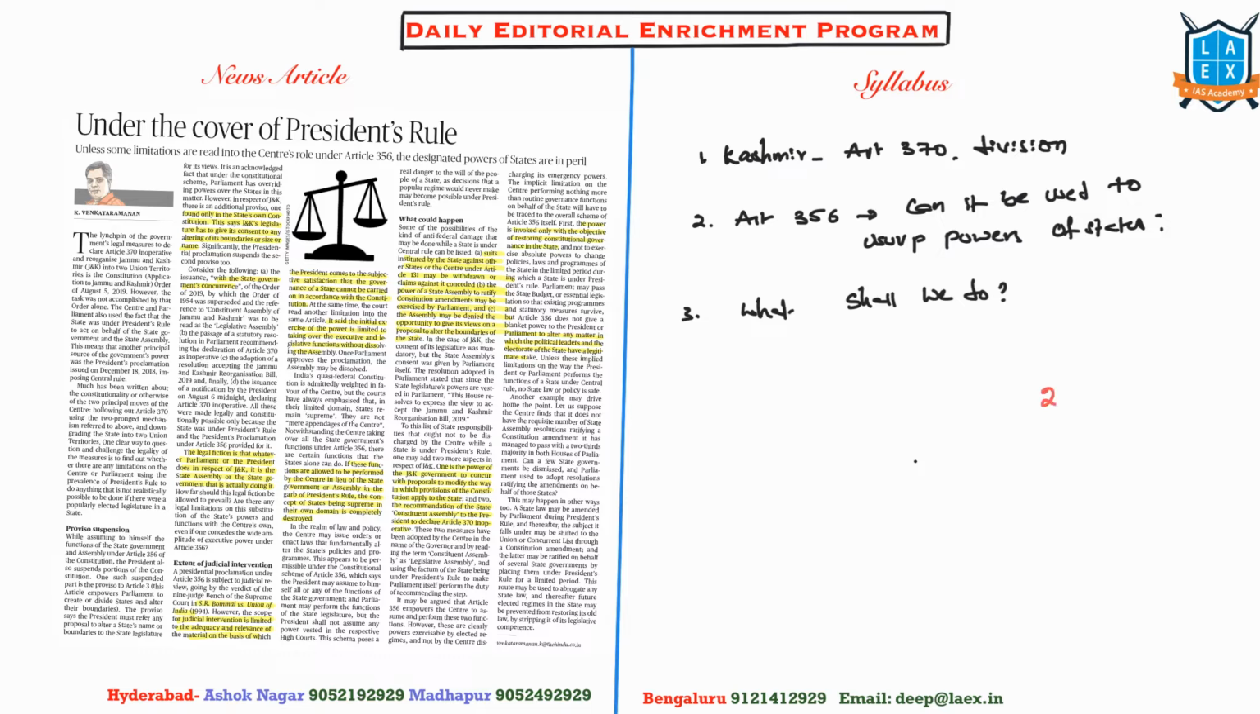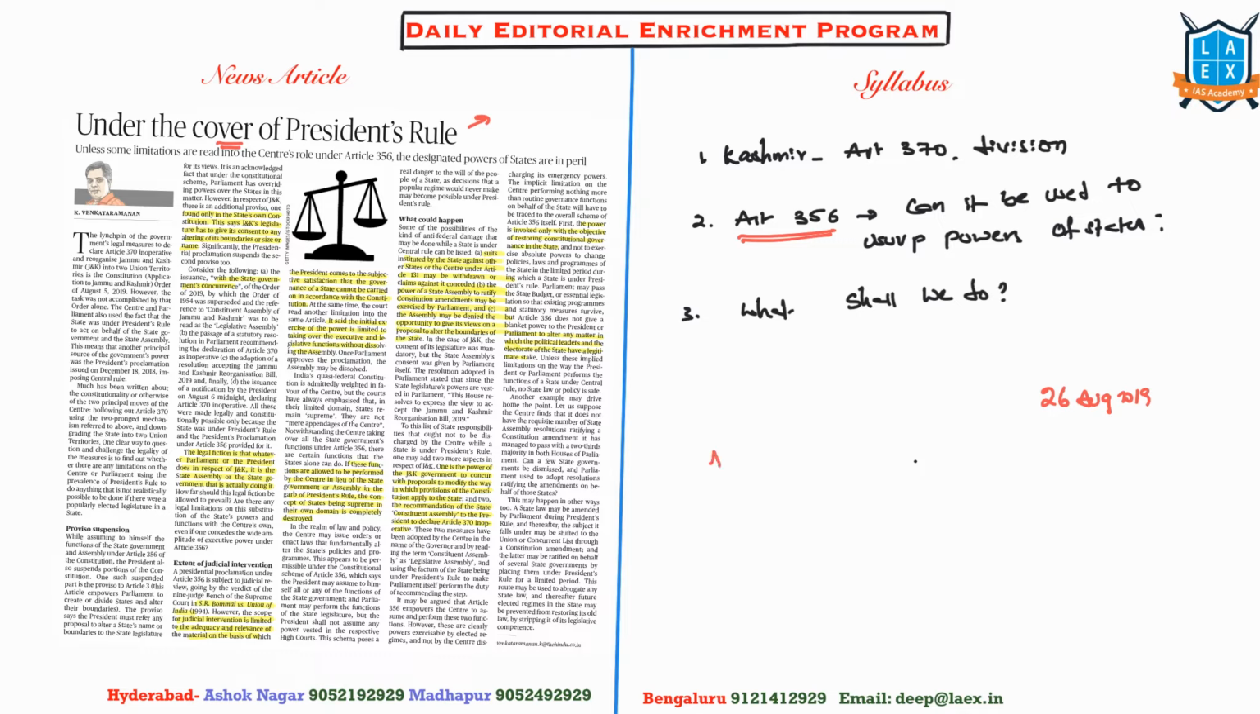Let us start the discussion on today's newspaper, that is 26th August 2019. The first article for discussion: "Under the cover of President's Rule." To understand this article, we need to understand how Article 370 was abrogated and Kashmir was divided into two union territories, and then Article 356 of the Constitution. And finally, what are the consequences of abrogation of Article 370 through the misuse of Article 356? These things we have to evaluate over here.